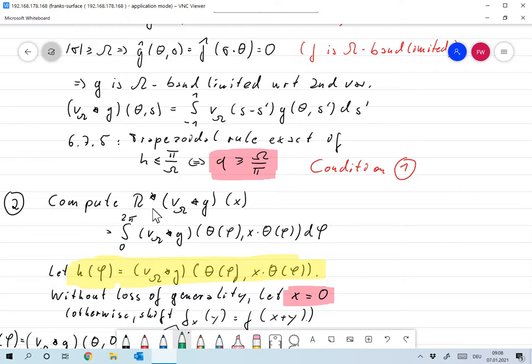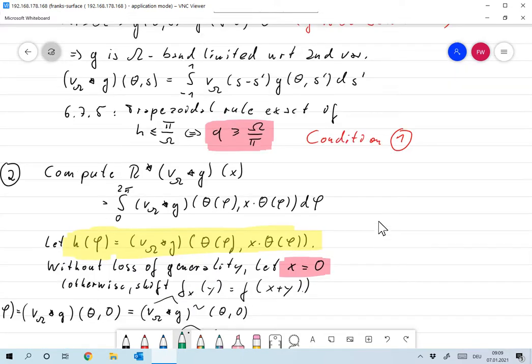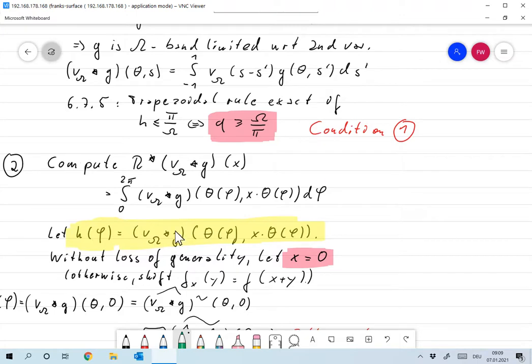Okay, so in the second step, we need to perform the back projection. So we need to compute this v_omega convolution with g. That's something we already computed, so that's nice. So we need to compute the integral from 0 to pi of v_omega convolution with g at theta of phi, x times theta of phi, d phi. And of course, the convolution, as usual, is just with respect to the second argument. I define h of phi as the convolution of v_omega and g at theta of phi, x times theta of phi, and then all we want to compute is the integral from 0 to pi of h of phi d phi.